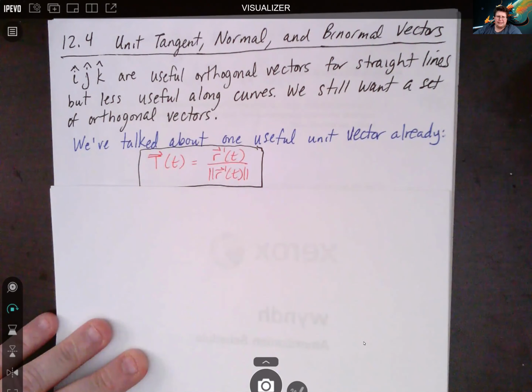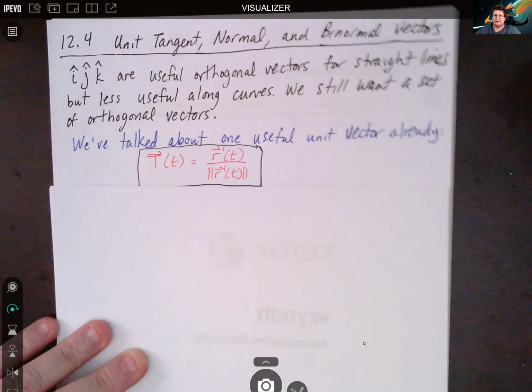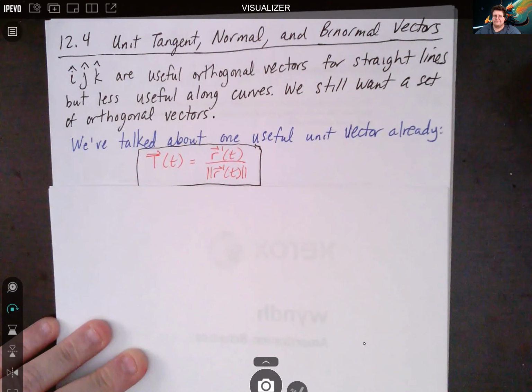So when we use it, we set t equal to t naught and find what that tangent line is. This is the forward direction if you were a particle on that line, the direction you would be heading. It's your velocity direction, not magnitude. Velocity magnitude would be just r prime of t. We'll talk about that in 12.6 though.